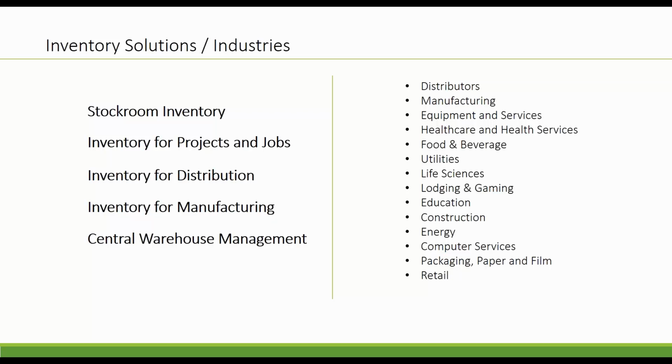Inventory for distribution and manufacturing is pretty standard for us. Many companies handle distribution centers. Many companies are producing their own product, whether it's furniture, a brewery, anything like that. And then our central warehouse management solution, that's kind of the hub and spoke approach, where you may have one major warehouse and smaller warehouses throughout a region, throughout a state, throughout a country, and you need to move inventory between that.